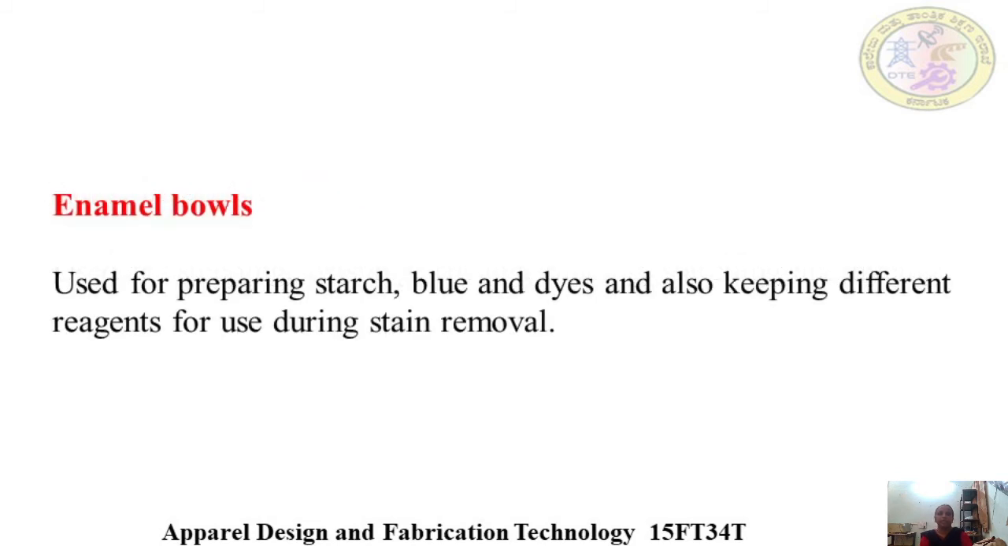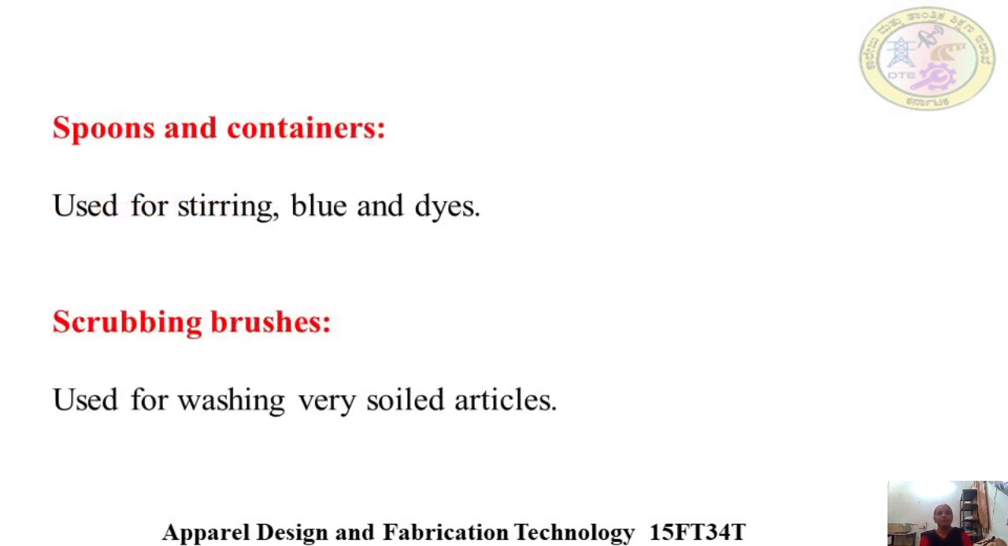Enamel bowls. They are used for preparing the starch, blues and dyes, and also for keeping different reagents used during stain removal. So bowls are used for preparing pastes of starch, blues and dyes, and keeping different types of reagents used for the removal of stains. Spoons and containers are used for stirring the blues and the dyes.